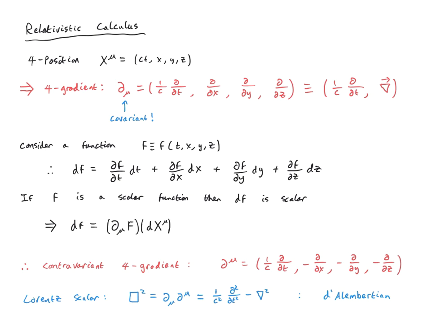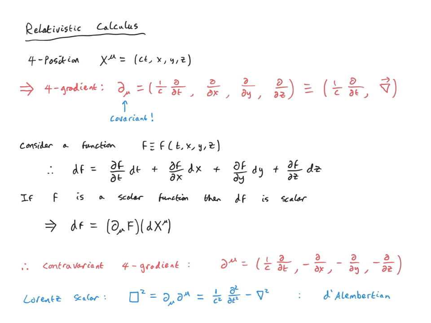A particularly interesting quantity is the Lorentz scalar formed by contracting the covariant and contravariant 4 gradients. This is given the special symbol box squared, and you can see it's this Lorentz scalar object. When we do the contraction of these two things that I've written down here, we get 1 over c squared times d squared by dt squared minus the regular 3-dimensional Laplacian in space, this nabla squared. This whole thing goes by the name of the D'Alembert operator, and it's something that features very prominently in special relativity when doing mechanics problems, actually especially in the theory of electromagnetism.